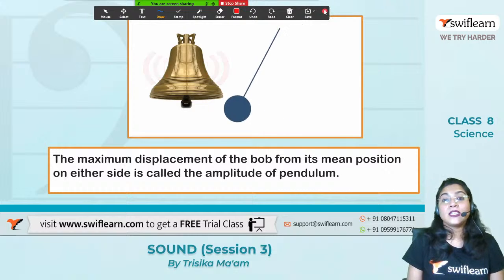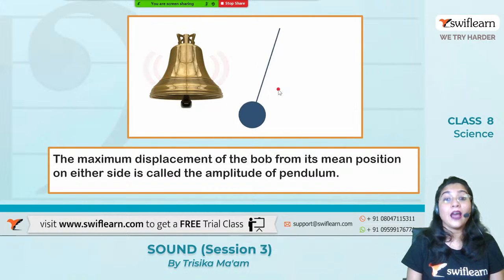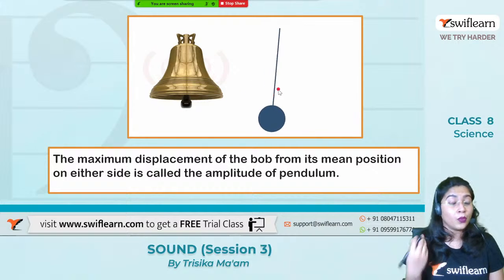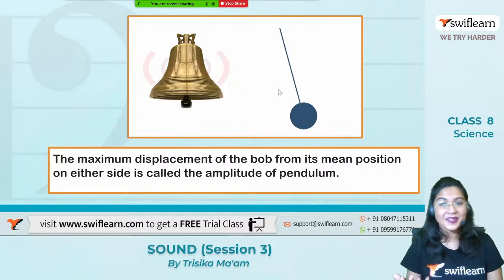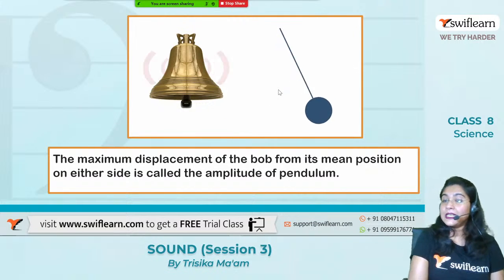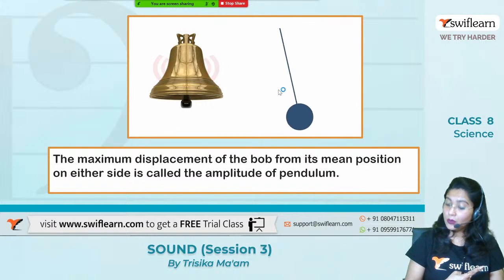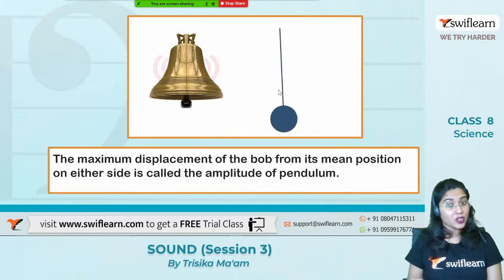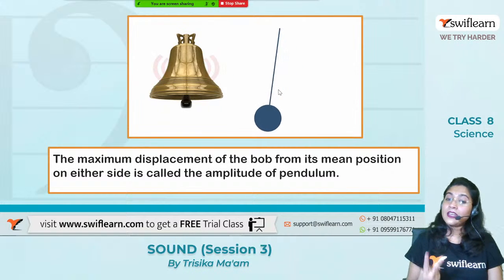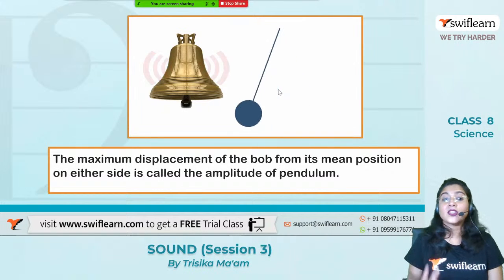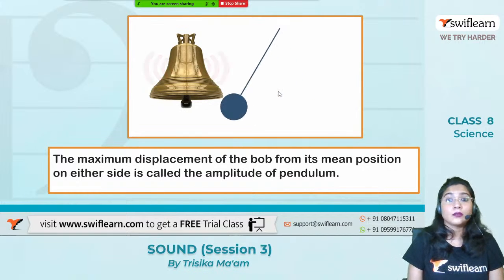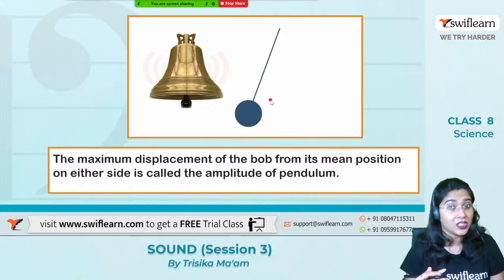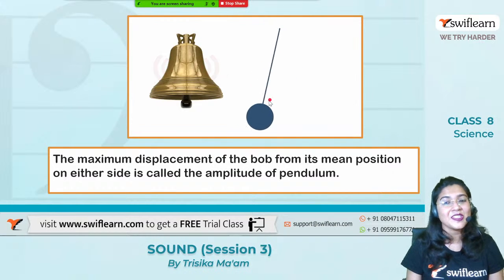So this actually determines the loudness of the sound. So what determines the loudness? The amplitude, right? Clear? So what we have studied till now are the two properties of the sound. One is the frequency of the sound, that is the number of vibration per second, and the second one is the amplitude, which is the maximum displacement of the bob or the wave from its mean position. Clear? Up to this much clear?